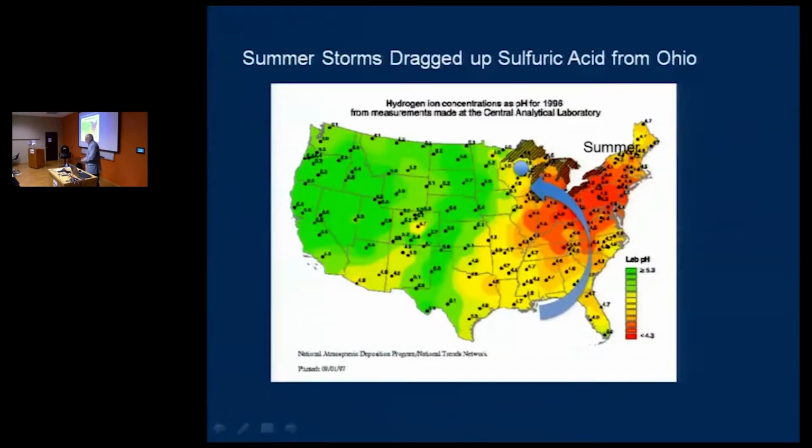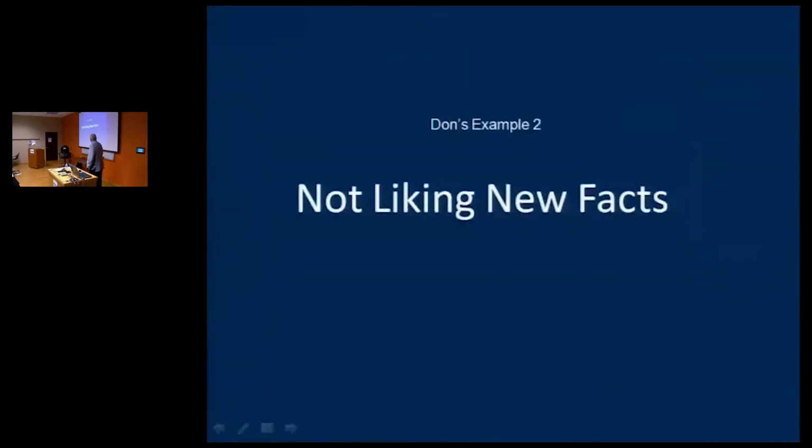What they didn't understand was that during parts of the year, you get some storm tracks that would drag enough sulfate up into northern Minnesota to actually create an acid rain problem up there too. And so this is a case of people who didn't understand the new facts. And so it took several iterations to get it published, and I had to explain the mechanism.